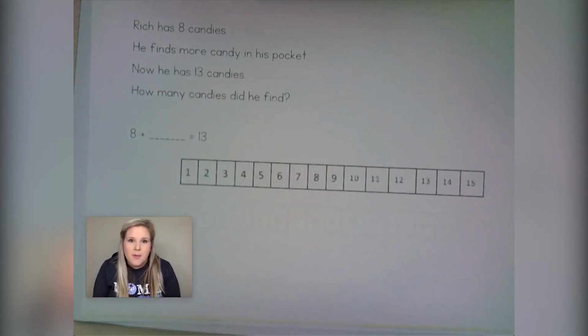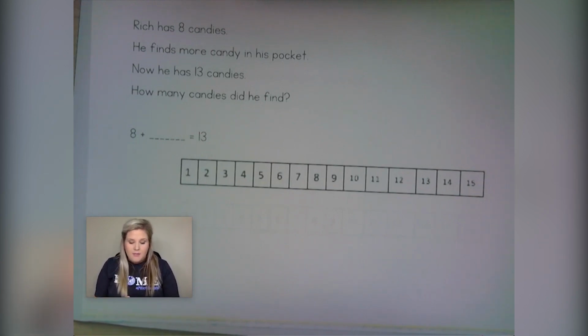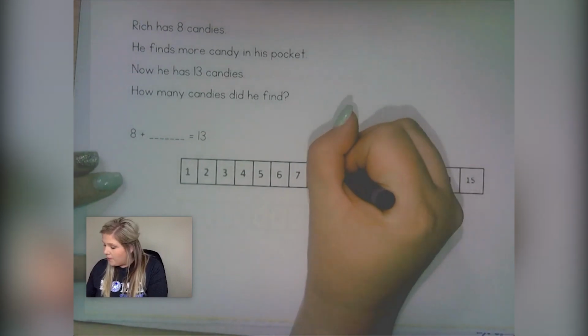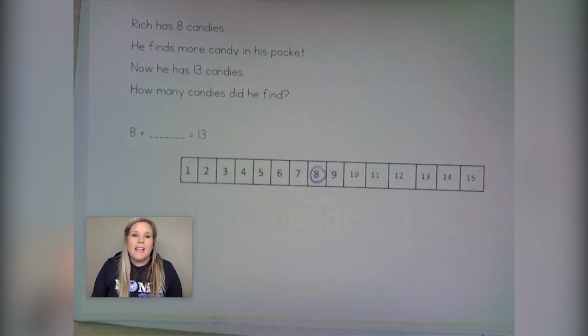Okay, get those number paths ready and that pencil ready and follow along with me. This time, I am going to start on the number 8. I want you to follow along with me. I'm going to circle 8 on my number strip or my number path. Give me a thumbs up if you circled 8 on your number path.